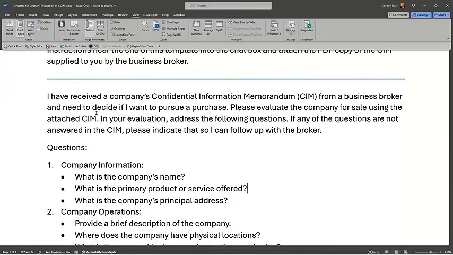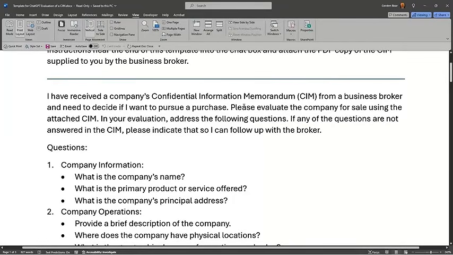Okay. So here's how we do this. We want ChatGPT to analyze what's called a confidential information memorandum. And we receive that from the business broker who wants to sell us the company. If the company doesn't have a broker, the owner may have put together the equivalent of a CIM, and it'll be that document that you're going to do this with.